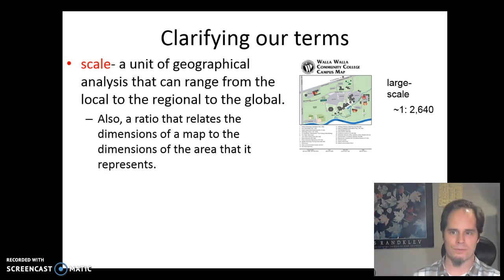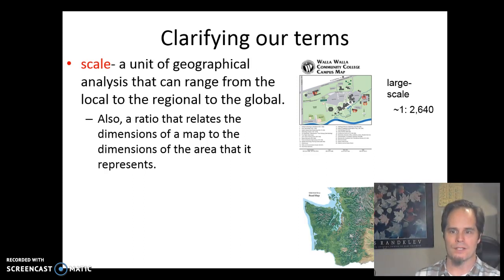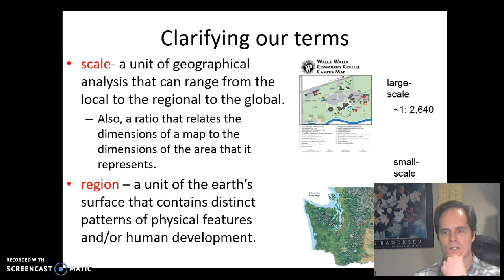Even though that ratio creates a fairly small number, it's nothing compared to this small-scale map of the state of Washington. This is a roughly 1 to 1,584,000 ratio. So that 1 foot that's represented on the screen is actually representing like 1.6 million feet of reality. Okay, so again, I'm sorry to beat a dead horse there, but this is a really important concept.